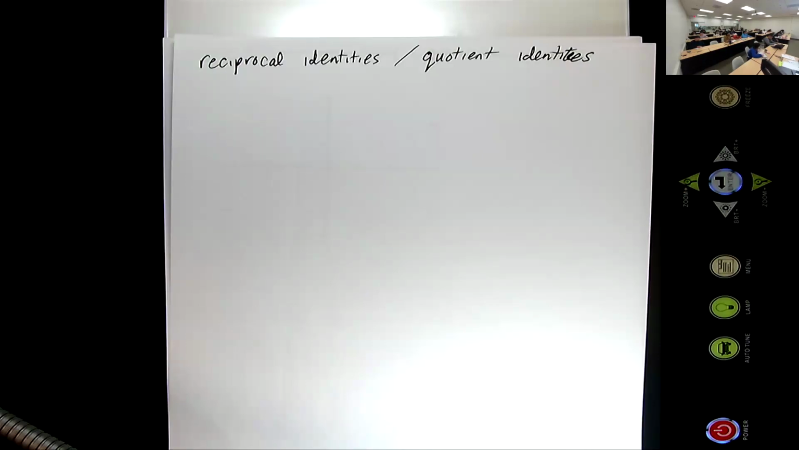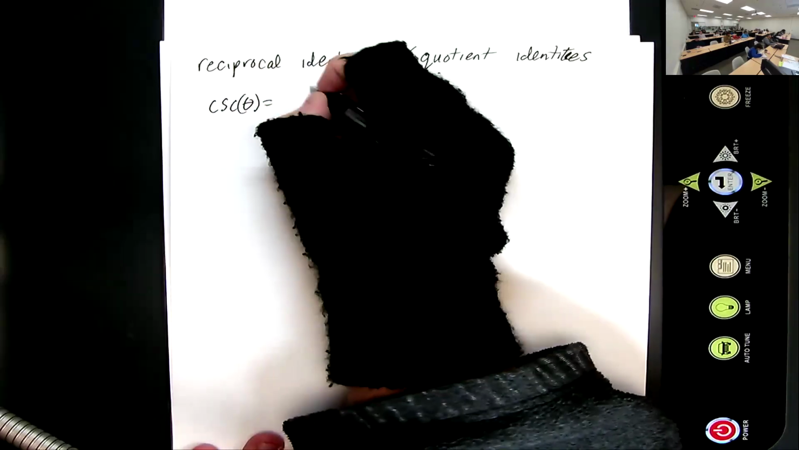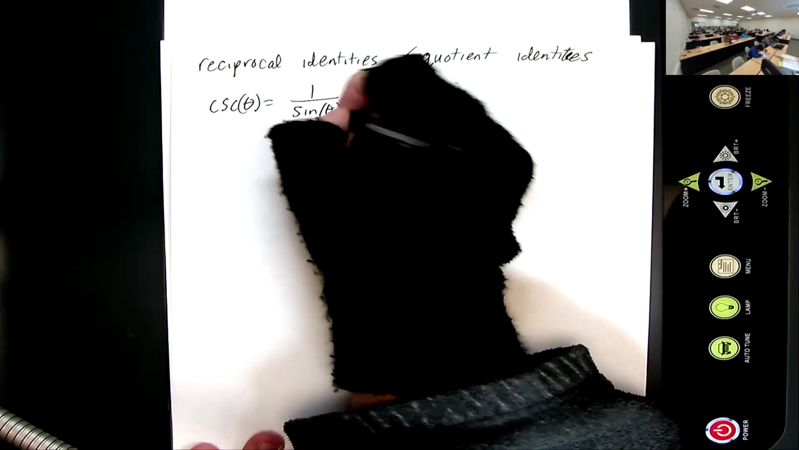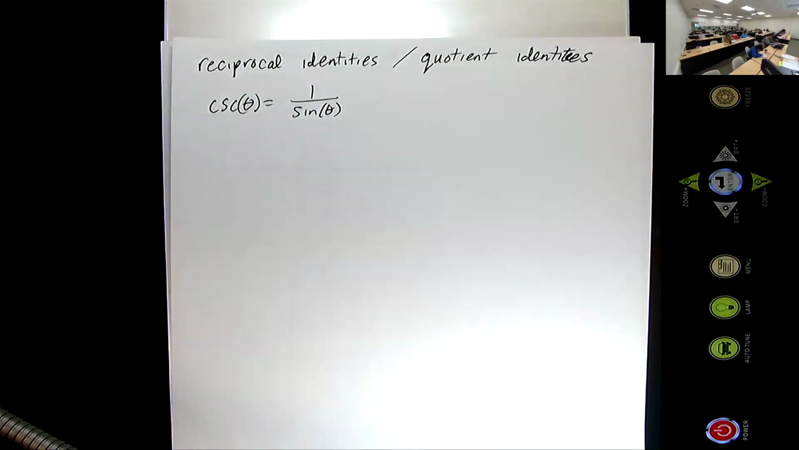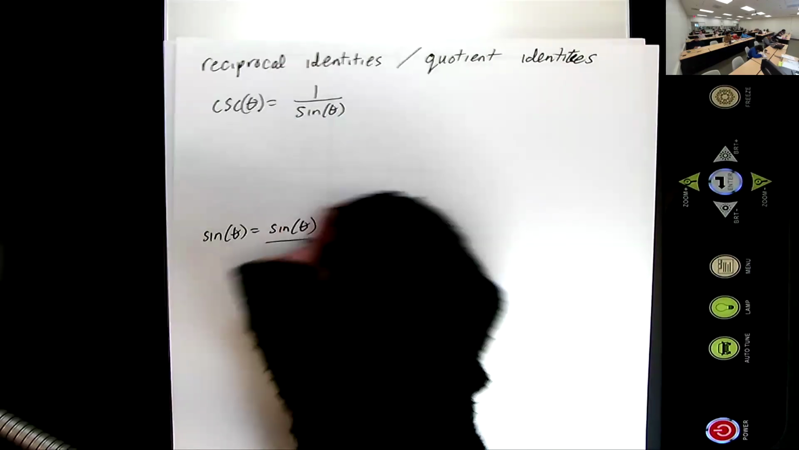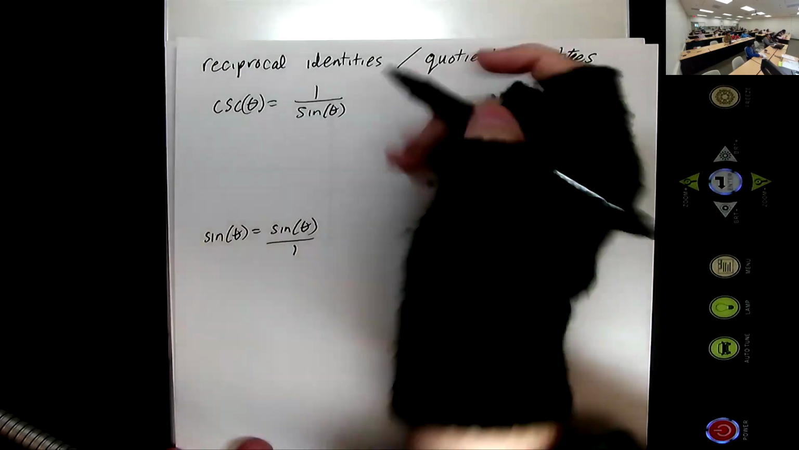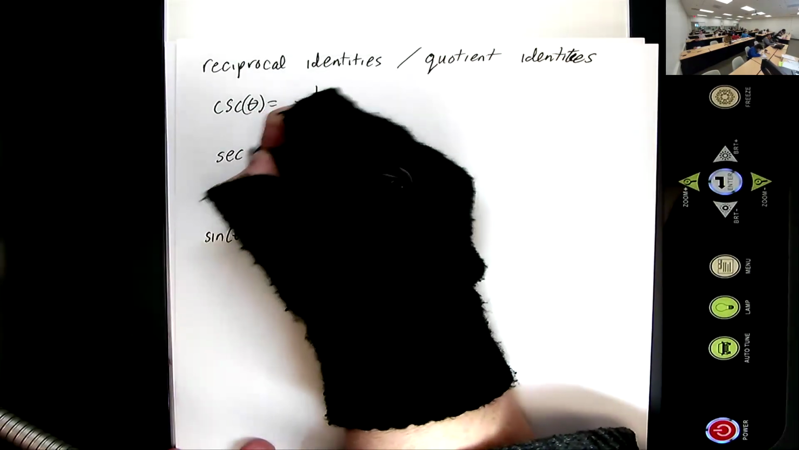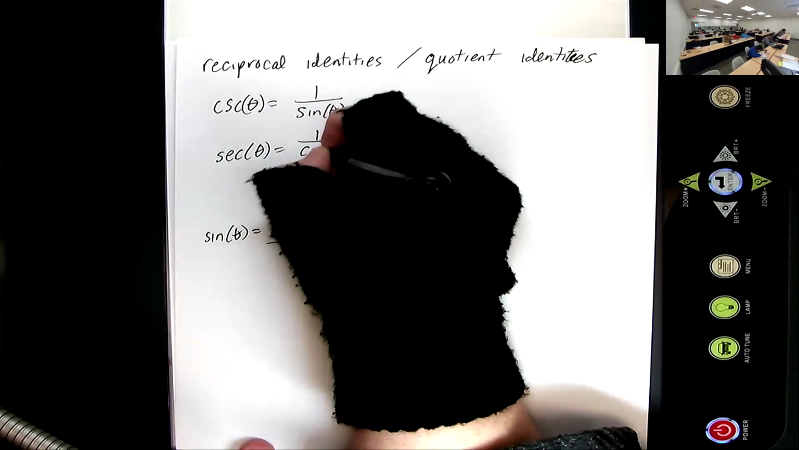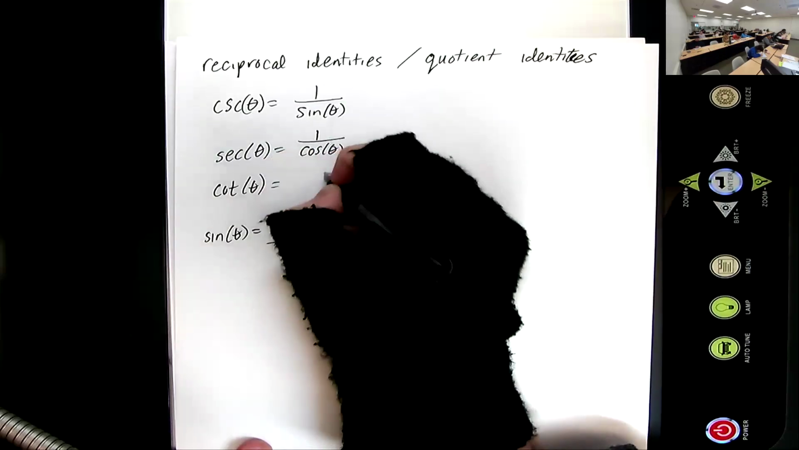When I said cosecant is just sine flipped, this is exactly what I meant. Cosecant theta is 1 over sine theta, because sine theta is the same thing as sine theta over 1. Anything divided by 1 is just itself. So if I flip it, I really have 1 over sine theta. Secant theta is 1 over cosine theta. And cotangent theta is 1 over tangent theta.